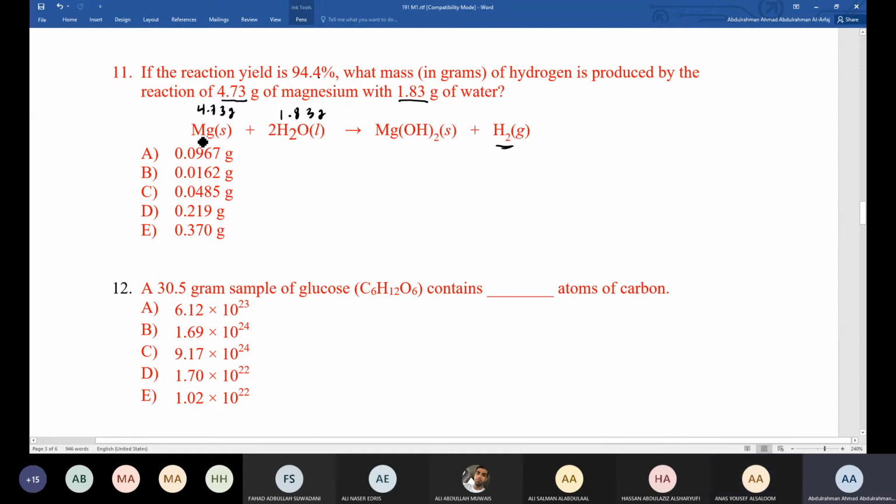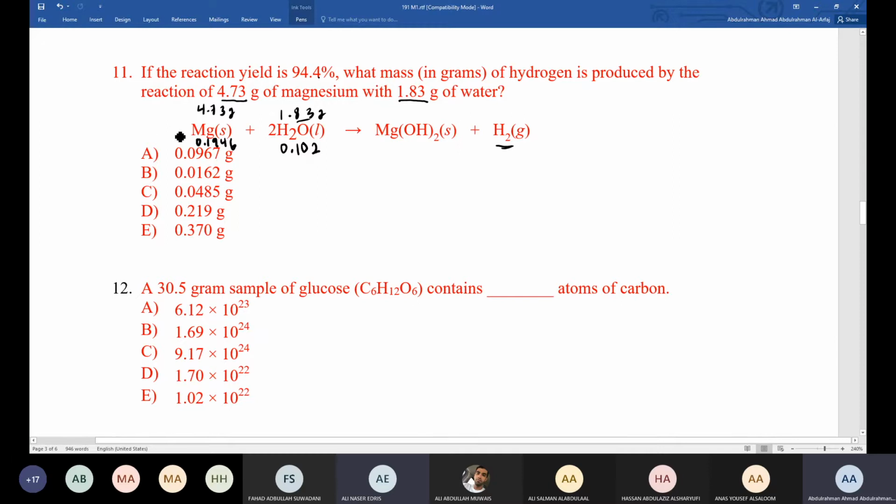Okay. How many moles? 0.1946. Okay, how about moles of water? Zero point 0.102. So is there a limiting reactant? The water is the limiting reactant. Why? Because if you divide by 2, it will be the lower moles.